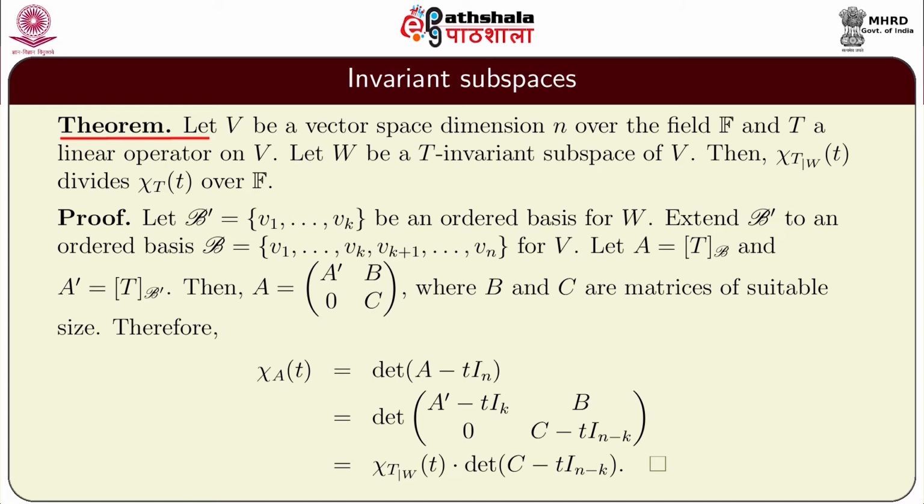Theorem: let V be a vector space of dimension n over the field F and T a linear operator on V. Let W be a T invariant subspace of V. Then if we look at the operator T restricted to W, the characteristic polynomial chi T restricted to W divides the characteristic polynomial chi T over the field F. W is a T invariant subspace, therefore by definition T of W is contained in W, and that is why T restricted to W is indeed a linear operator on W. So this characteristic polynomial of T restricted to W makes sense.